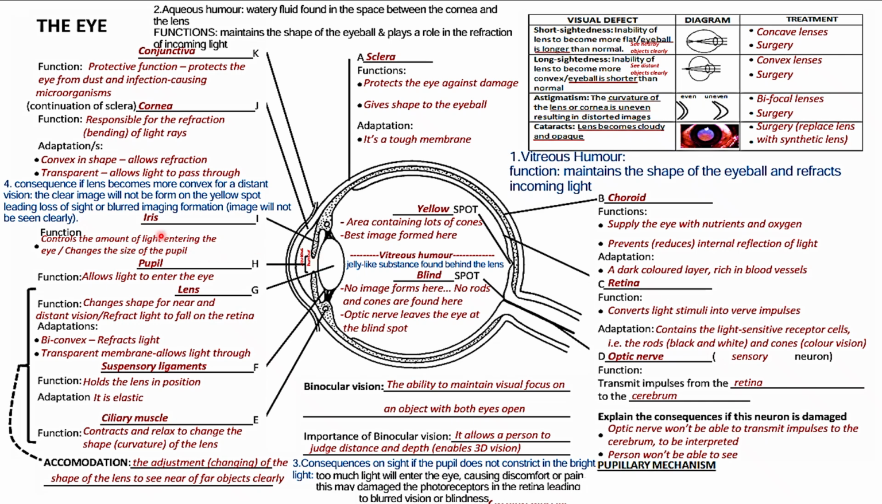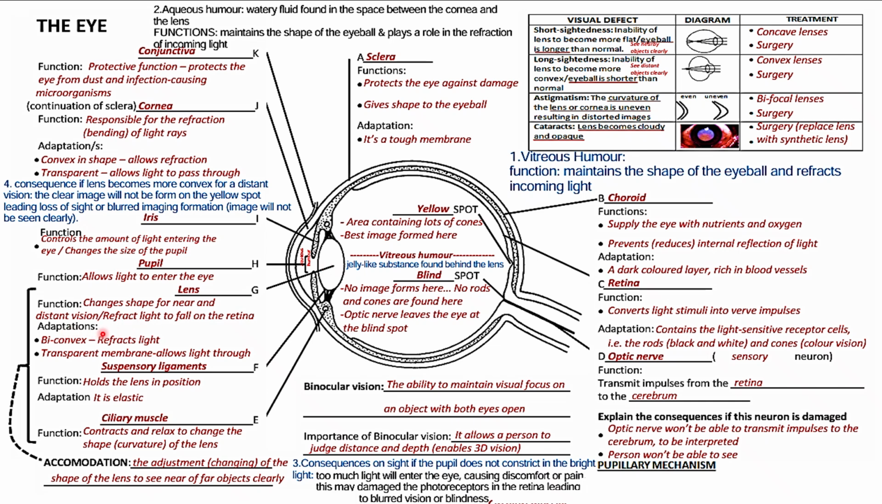Then we go on to the lens. Let's go on to the lens. So we have the lens, which is an important part of the eye. It is just in front of the vitreous humor. What does it do? It changes shape for near and distant vision, or refracts light to fall on the retina. So the function of the lens is to change shape for near objects and for faraway objects, so that light from those objects will fall perfectly on the retina.